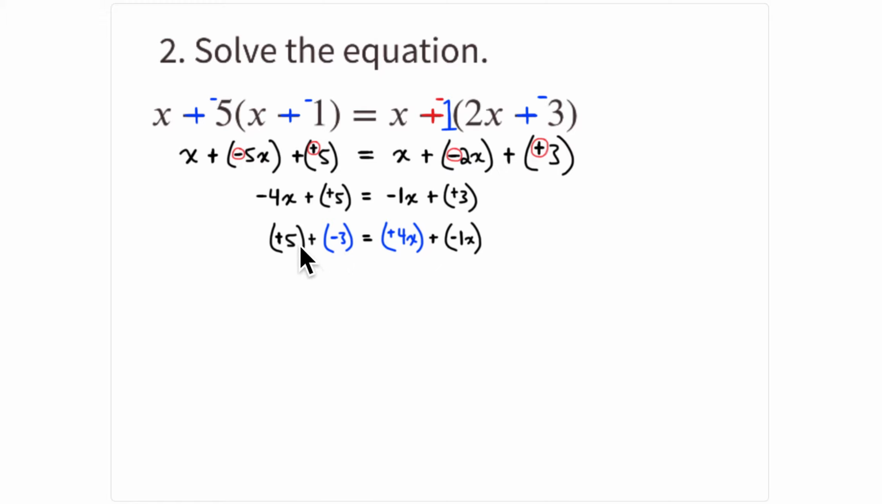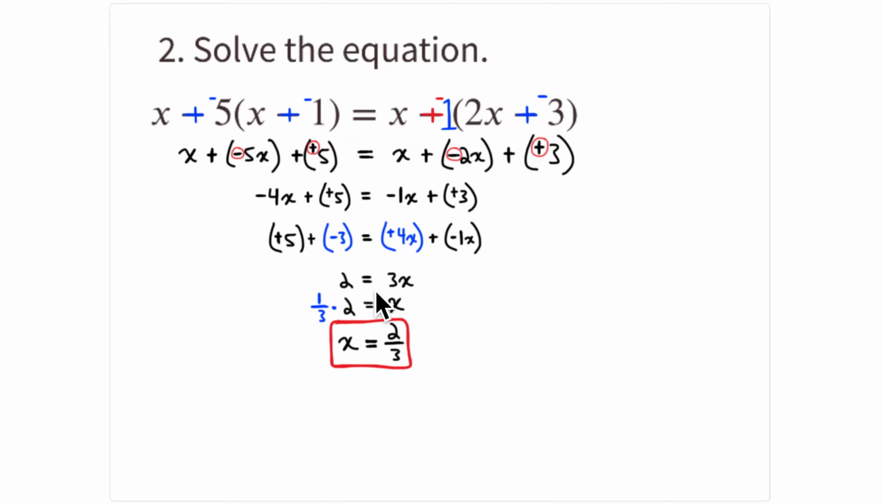This becomes a positive 2 equals a positive 3x. So positive 2 equals a positive 3x. And now if I have 3x's, I want to figure out what 1/3 of that is. So if I have 3 things, what's 1/3 of that? So that's 1/3 times 3x.